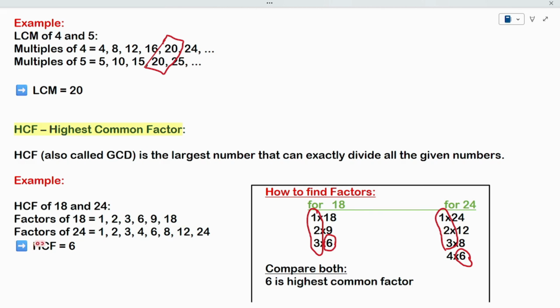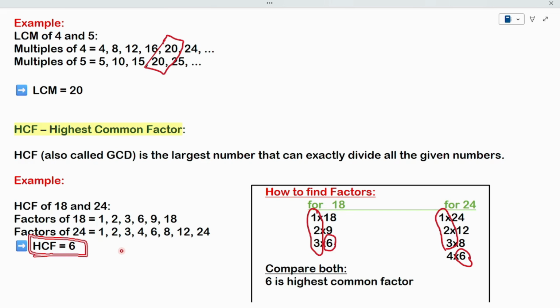In the same manner, all these numbers are factors of 24. So I am noting here all the factors of 24. We need to compare these two sets of factors. This is the factors of 18. These are the factors of 24. So what are the common factors of both of them? 1 is a common factor, 2 also a common factor, 3 also a common factor, and 6 also a common factor. Which is the highest common factor? Among these common factors, 6 is the highest number. So I can call it the highest common factor.